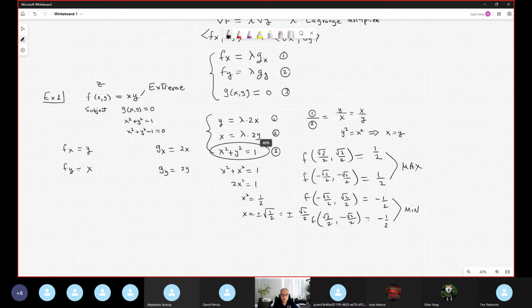Oh, your algebra is frozen. Don't save. Okay, let me open it again. Open. Okay, cool. The gradient is this guy. Lagrange multiplier.